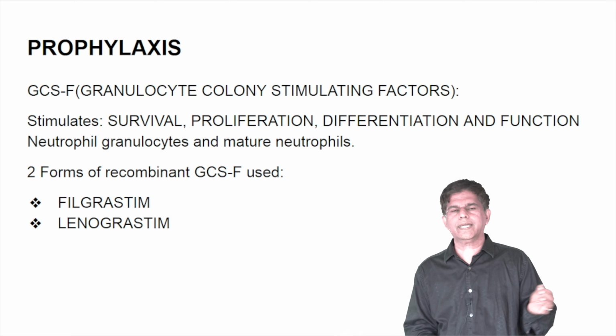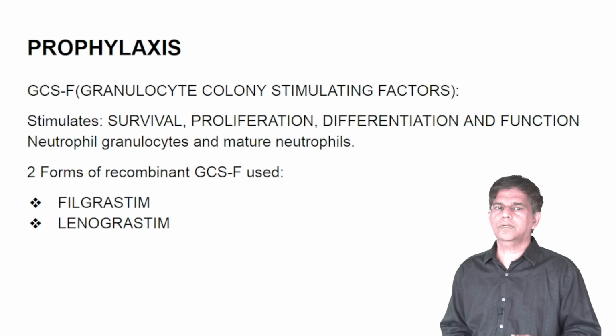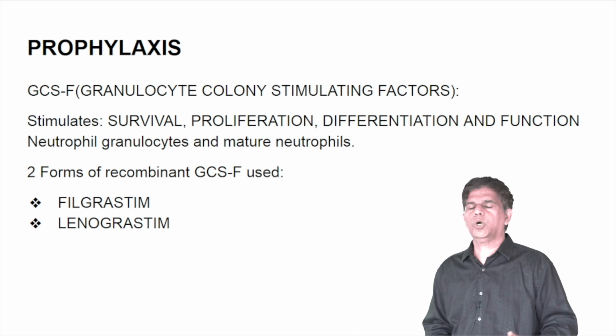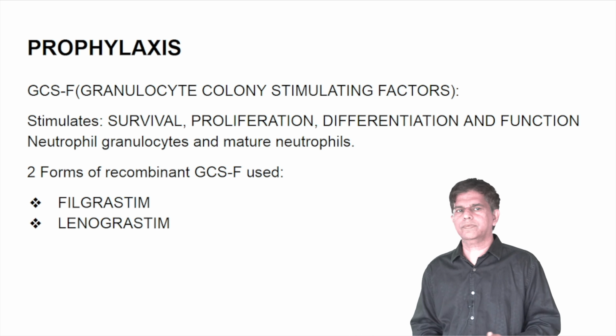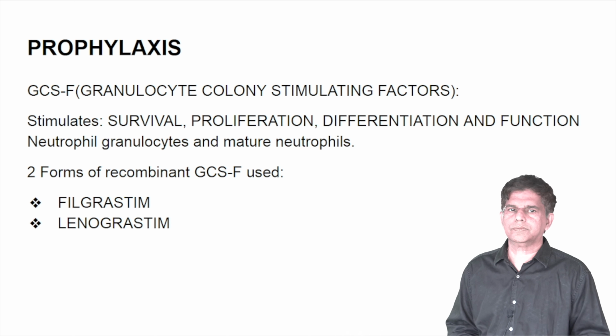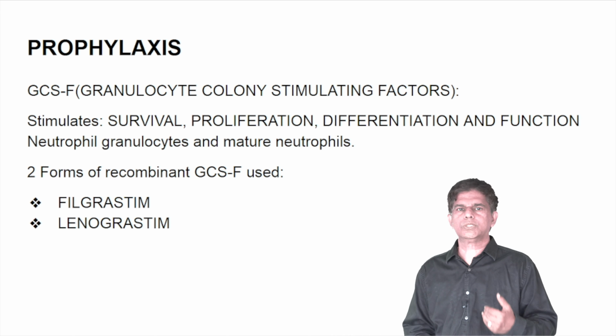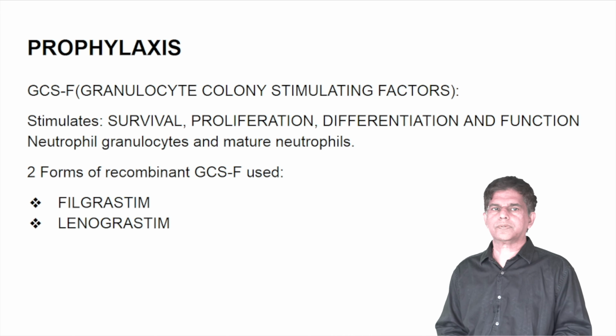Prophylaxis: again, you want to increase the count. So what do you do? G-CSF, granulocyte colony stimulating factors. What do we have? Filgrastim and lenograstim. Just remember those names. Granulocyte colony stimulating factor drugs.